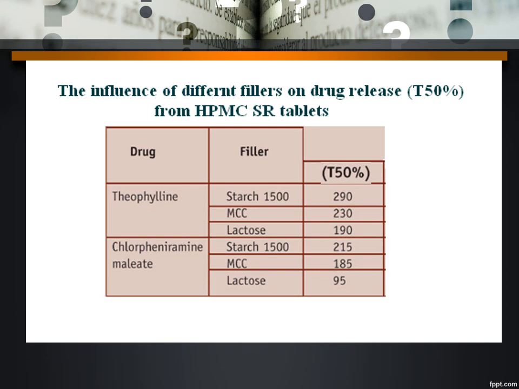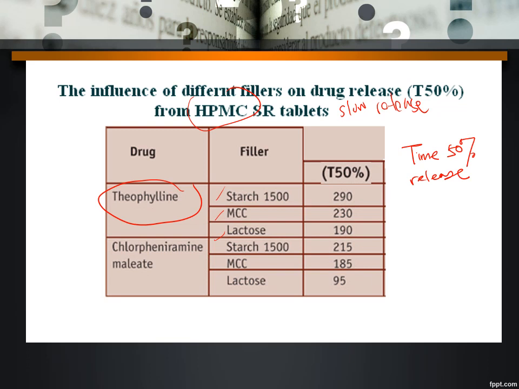So the influence of different fillers on drug release from HPMC slow release tablets. So if you look at theophylline, we have MCC, lactose, and starch. Okay, T50 is the time for 50% of the drug to be released.